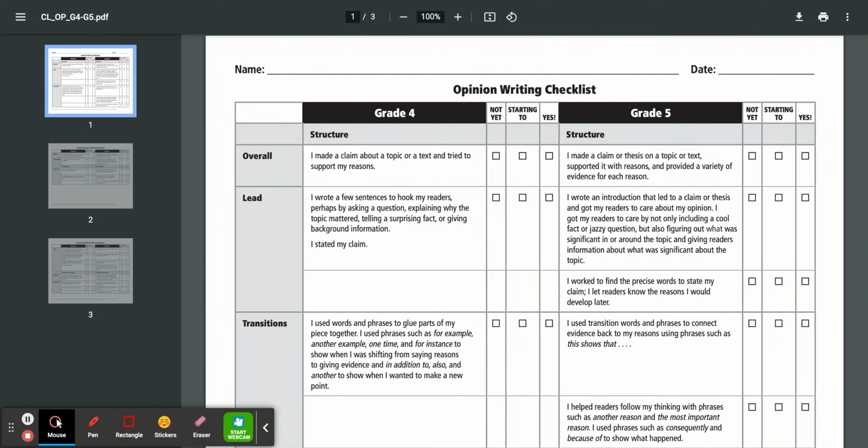My suggestion will be to have your writing piece next to this checklist. If you are able to print out this checklist at home, that would be even better. But if not, it's okay. You can still do this.